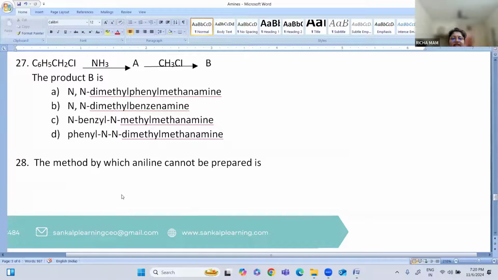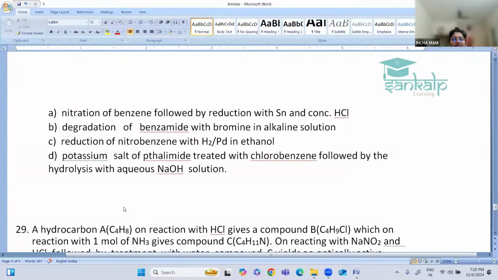The method by which aniline cannot be prepared is... By which method can aniline not be prepared? We know that it is the Gabriel phthalimide synthesis. Whenever we have Gabriel phthalimide synthesis, we cannot prepare it. Potassium salt of phthalimide treated with chlorobenzene followed by hydrolysis with aqueous NaOH: no. Only with Gabriel phthalimide reaction, we can prepare primary amines.